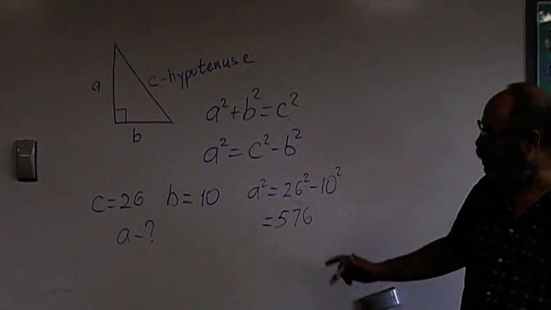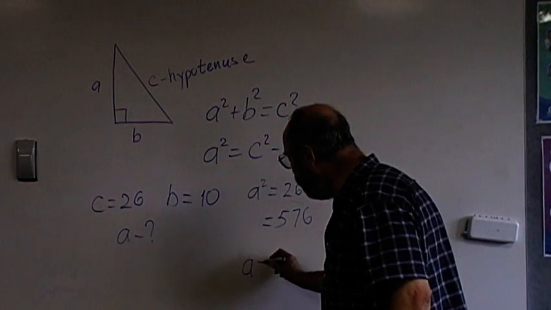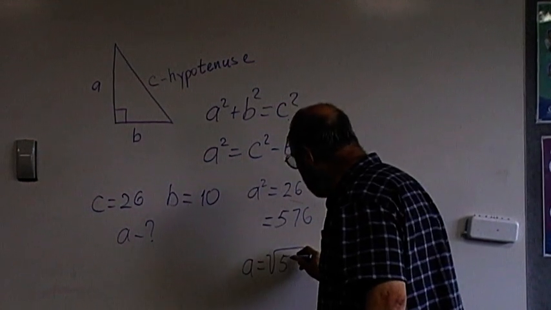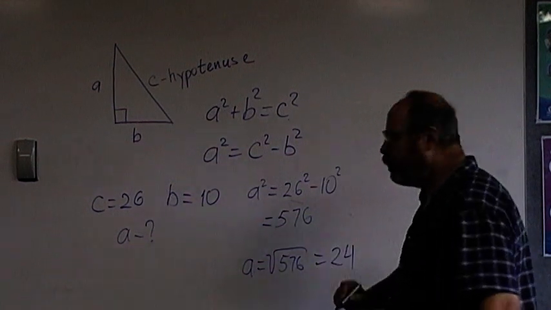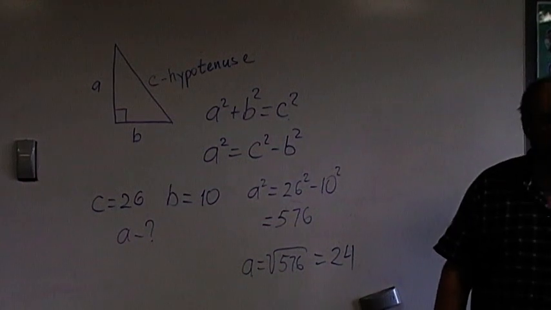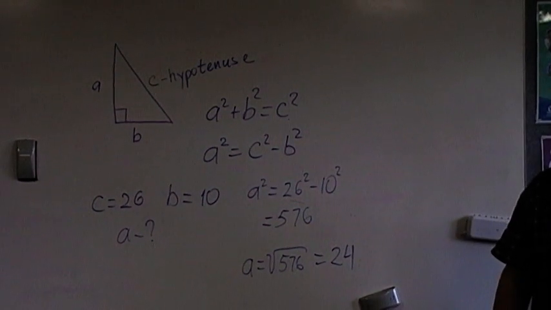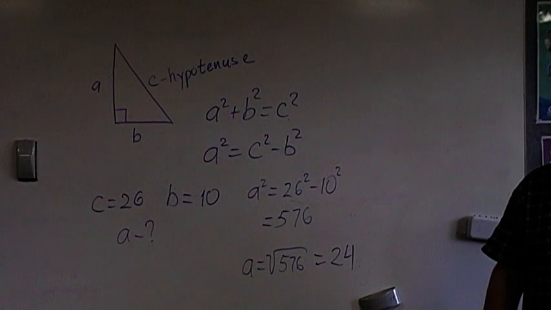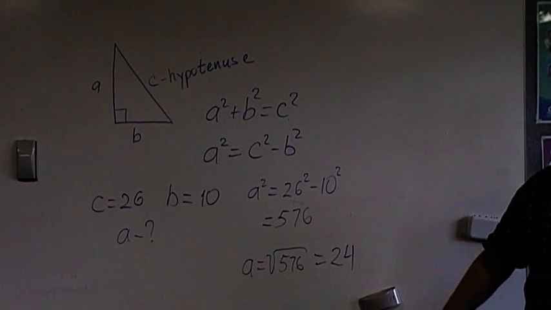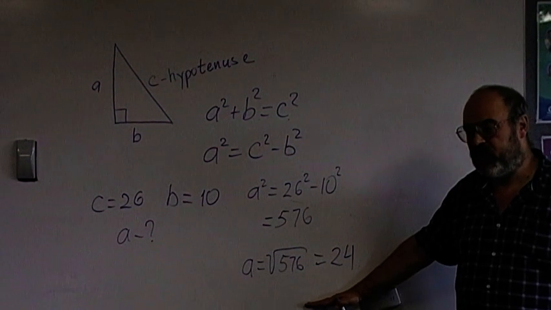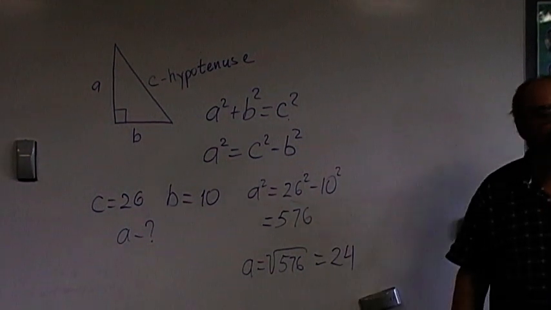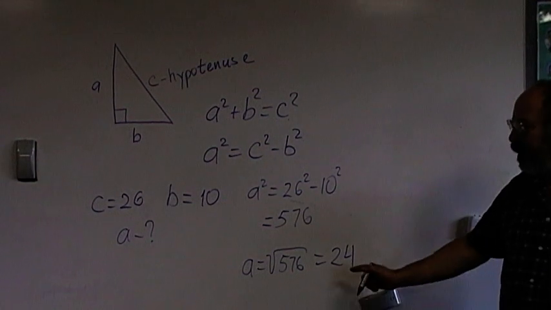Not yet, we have found a squared. How do we find a? Square root. Square root of 576 will be equal to 24. So a equals 24. I'll tell you a secret for this particular case, how I did it very quickly. I will explain in a minute. Does everyone understand how we find the shortest side? Now, how did I find this answer very quickly?